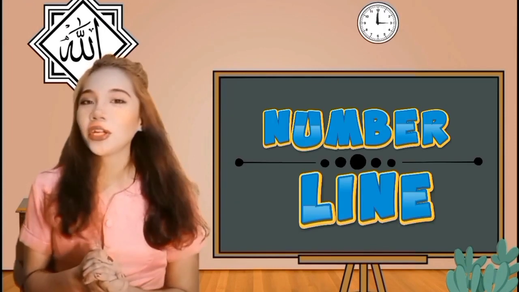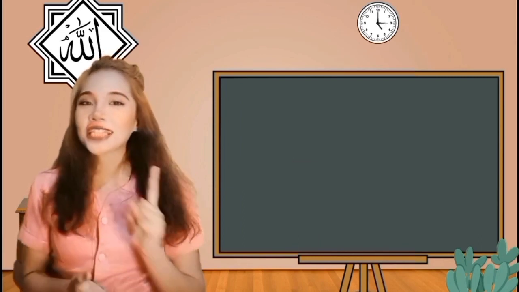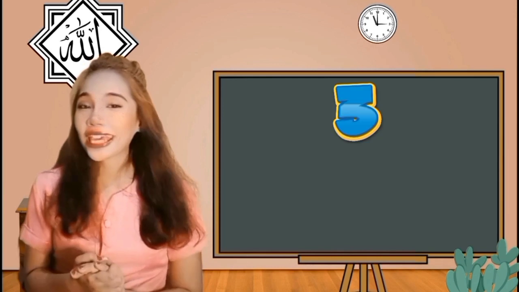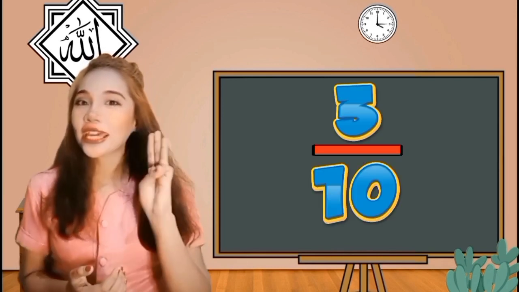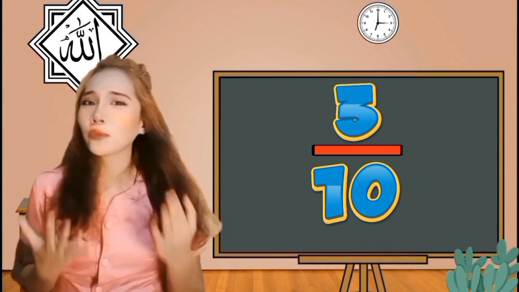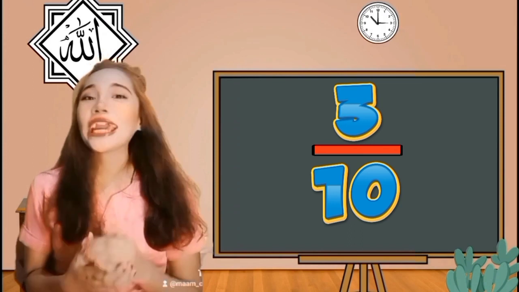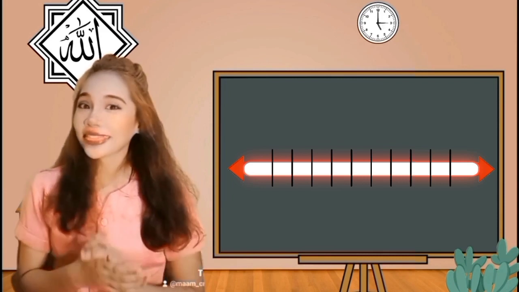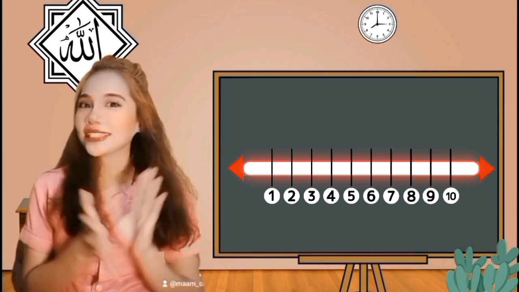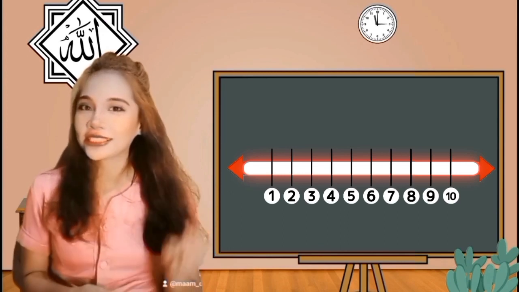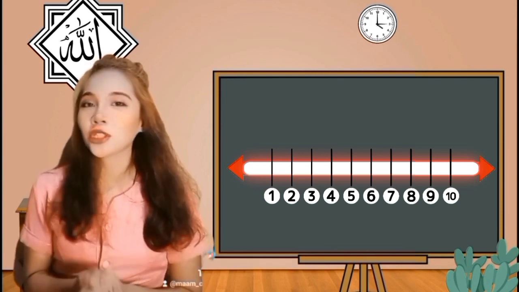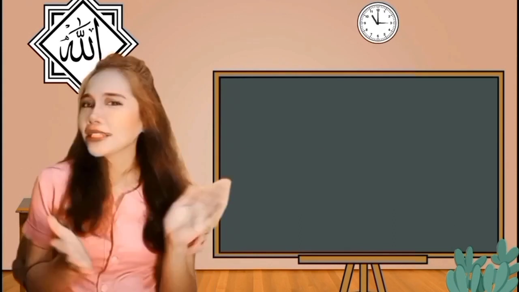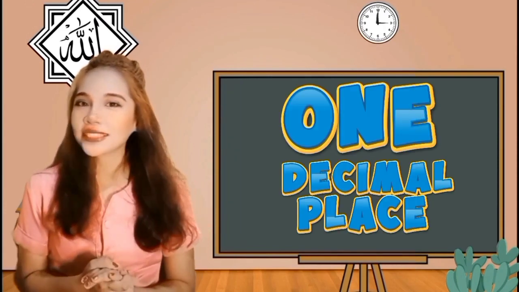Now, let's use the number line in visualizing decimals. For example, we have 0.3, which in fraction is 3 over 10 because 3 is placed in the tenths. How are we going to use the number line? We are going to make a number line. Since the denominator is 10, there are 10 parts in the number line. Then our numerator is 3. Let's shade 3 parts. 1, 2, and 3. That's it. Very simple.